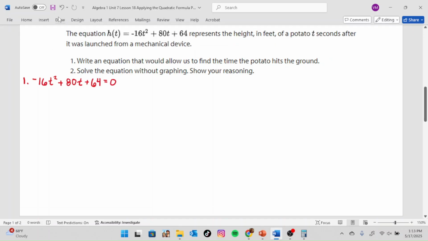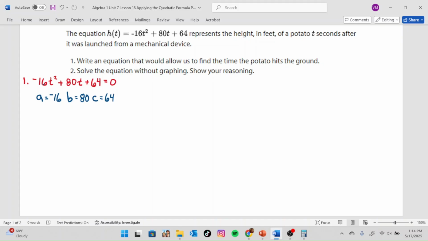Now, number 2 wants us to actually go ahead and solve this, and they want us to do it without graphing. So we're going to use the quadratic formula. We need to identify A, B, and C. A is the coefficient in front of t squared, so that's negative 16. B is the coefficient in front of t, so that's 80. And C is the constant, so that is 64.